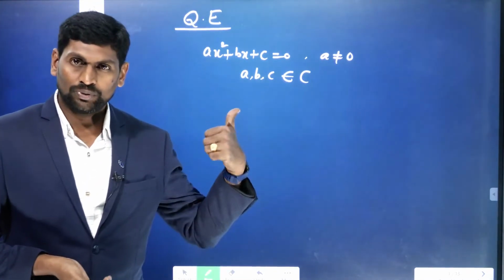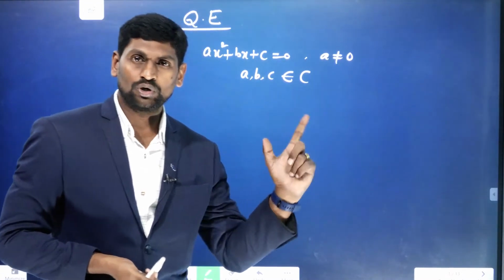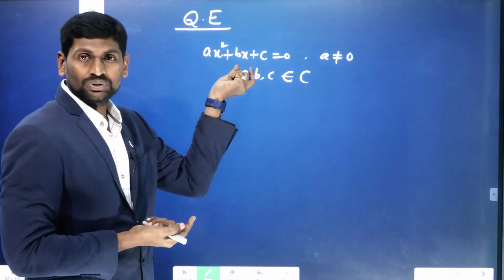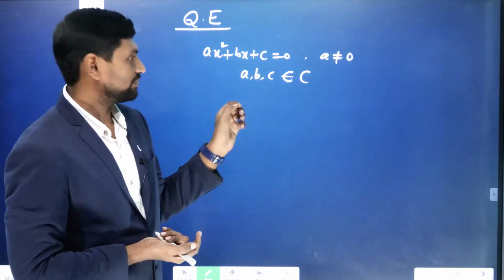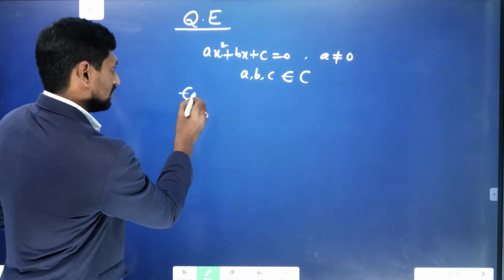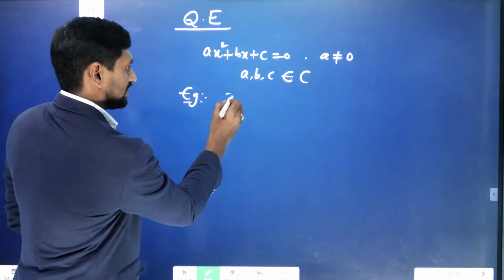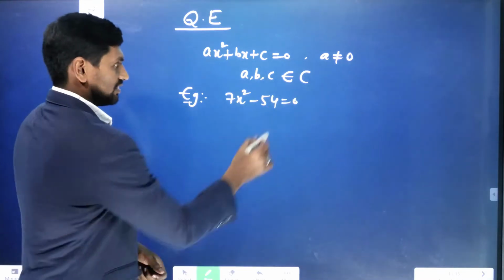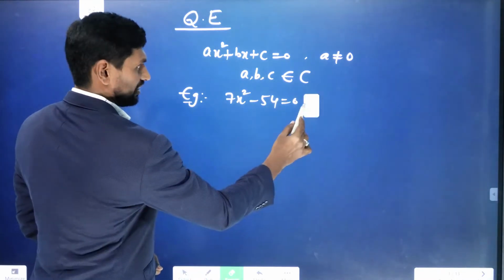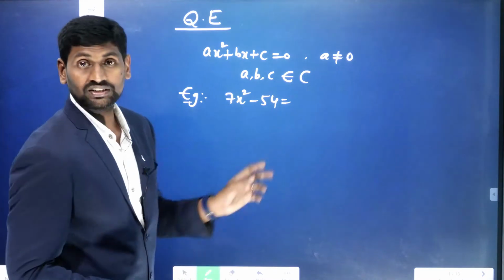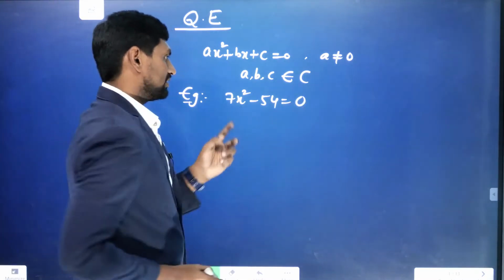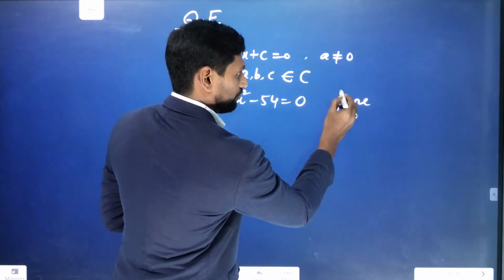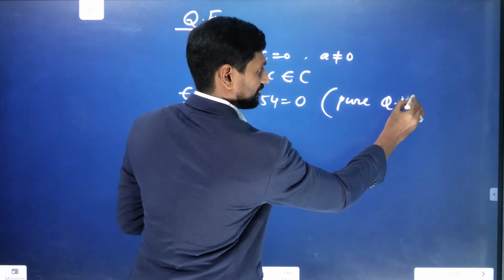Then pure quadratic equation, monic quadratic equation. Pure quadratic equation means there should not be an x term. That means the x term should be removed. For example, we have written 7x square minus 54 equal to 0. That means here the x square term is there and the constant term is also there, but there is no x term. So this is an example of a pure quadratic equation.